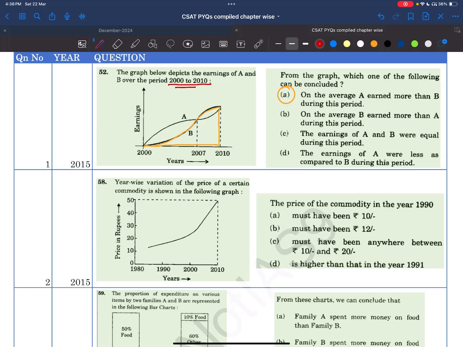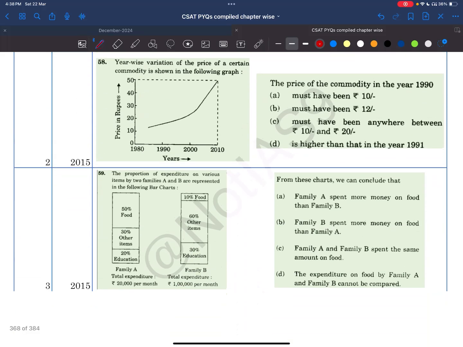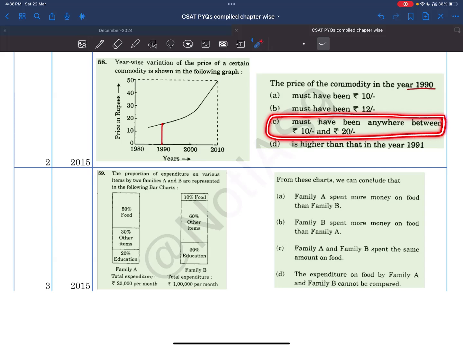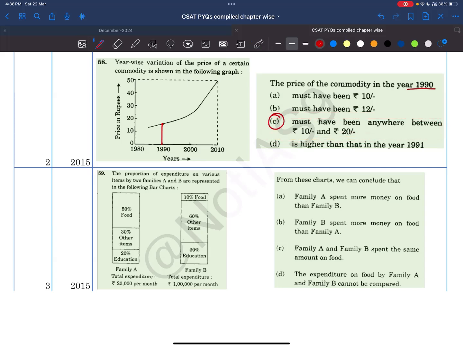Now, let's go to the second question. Year-wise variation of price of a certain commodity is shown in the following graph. Okay. The price of the commodity in the year 1990. This is 1990, right? Here, this is 20 and this is 10, right? Like, the price of the commodity is between 10 and 20. Right? The answer is B.